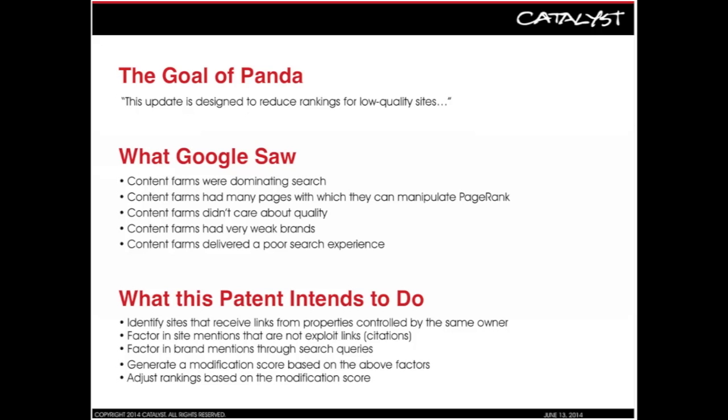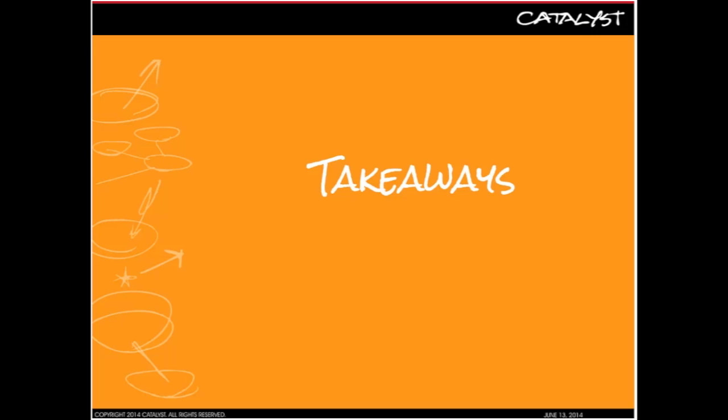There's a brand factor in place. Google wanted to, I want to say bless websites, really improve the rankings for websites that had a strong, trustworthy brand. Once they understood that these independent links and citations really affect quality, they created a score and an algorithm based on that to penalize sites that were falling foul of it. And then, of course, they adjusted rankings based on that modification score. So that's the Panda patent flow through.